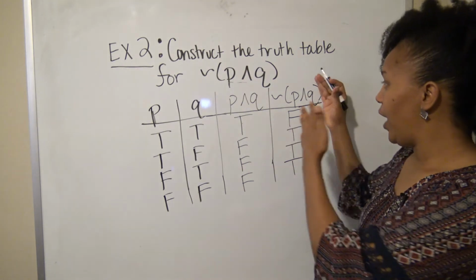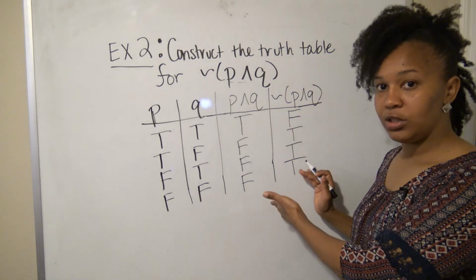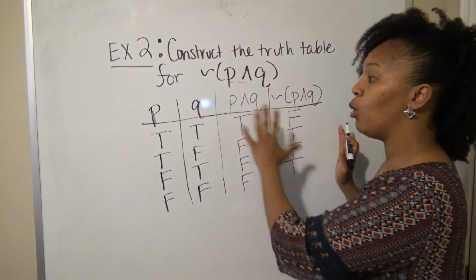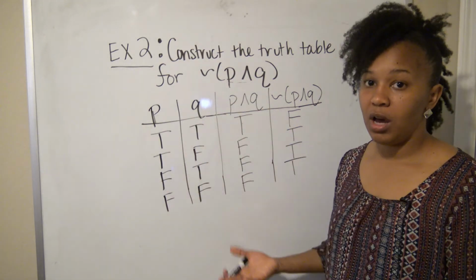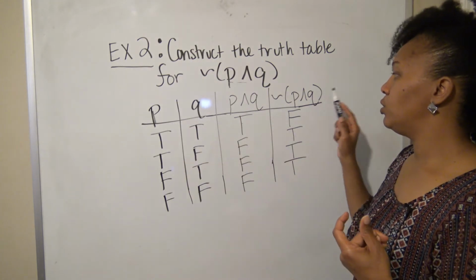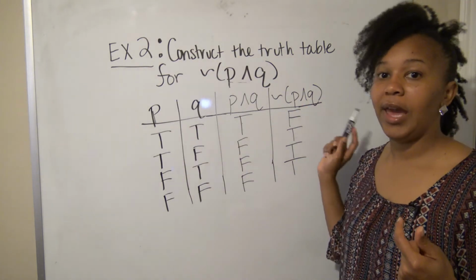And so this final column is actually the truth table I'm looking for, or the values that I'm looking for, but the whole thing is the truth table. It shows all the possible solutions that can happen with P and Q, and then it shows you the end result when you negate P and Q.